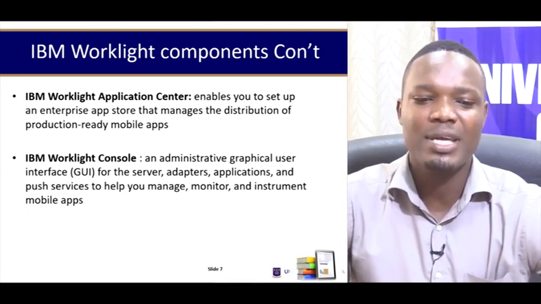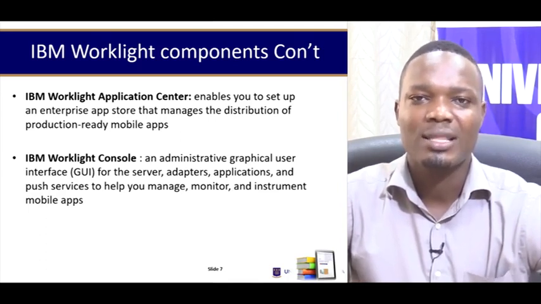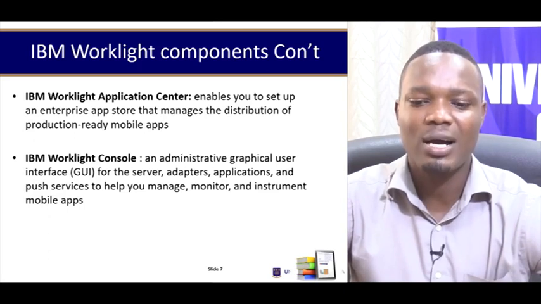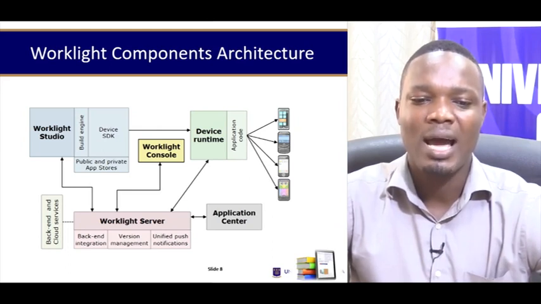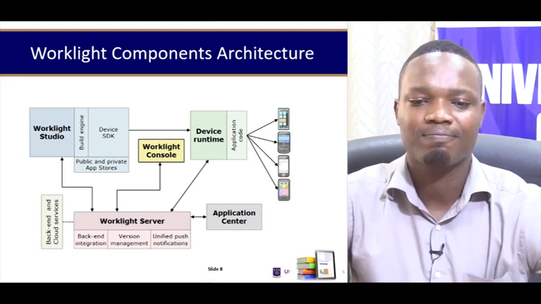Then we have the IBM Worklight console. Now, this is an administrative graphical user interface for the server, adapters, applications, and push services. This will help you to manage, monitor, and instrument mobile apps. Now, here we have a diagram of the Worklight components and how they interact with each other.